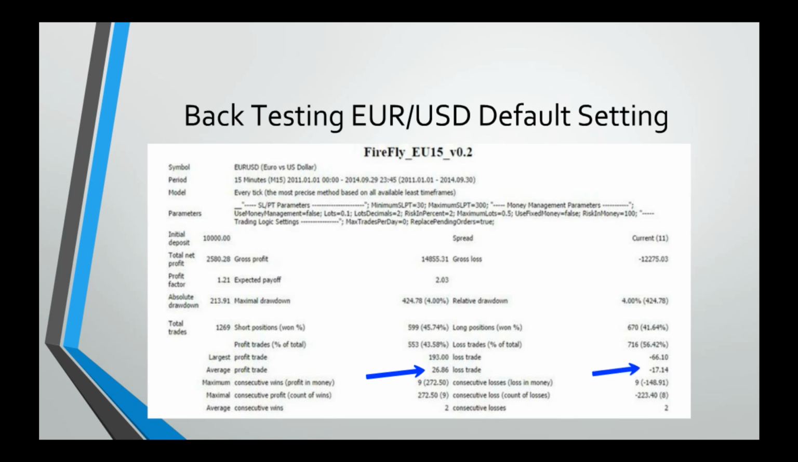So it's got a 45% success rate and a total success rate of 43.58. So only 4.3 trades out of 10 are going to end successfully. So why is it profitable?